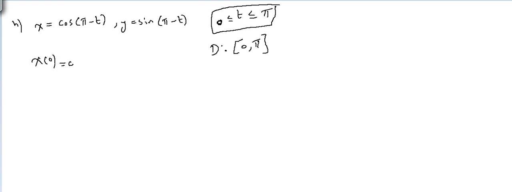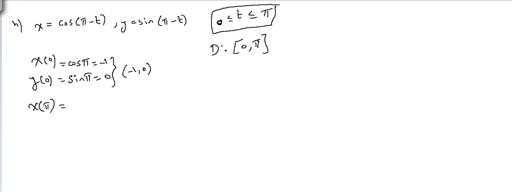X of 0 is cosine of pi minus 0, it's pi. Cosine pi is minus 1, and y of 0 is sine of pi minus 0, which is sine pi, and sine pi is 0. Then we have a point here, which is abscissa minus 1, ordinate 0. Then x of pi, the other endpoint, is cosine of pi minus pi, because t is pi in this case, so cosine 0, and cosine 0 is equal to 1. Y of pi is equal to sine 0, and sine 0 is 0. We have another endpoint, abscissa 1, ordinate 0.